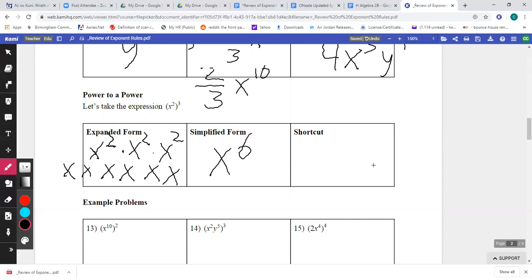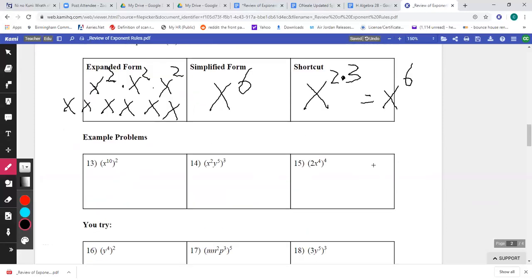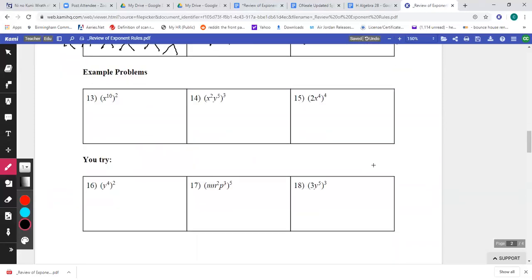And so the shortcut when you have a power taken to another power is you just multiply those two powers. So the shortcut is I'm going to do x to the 2 times 3. That's just x to the 6th. So now let's do some example problems. x to the 10th taken to the 2nd power is just x to the 20th.